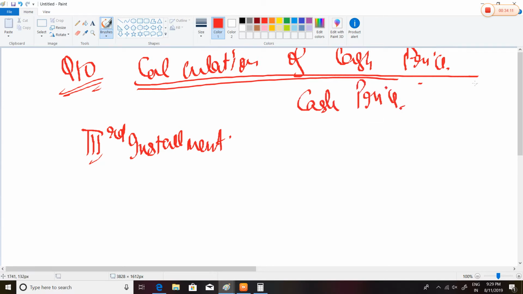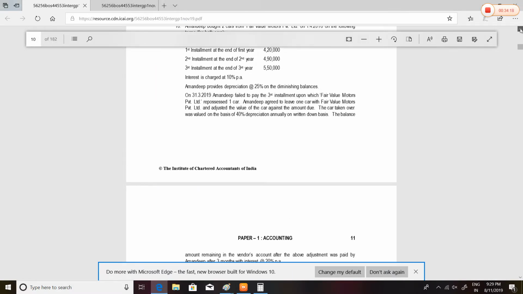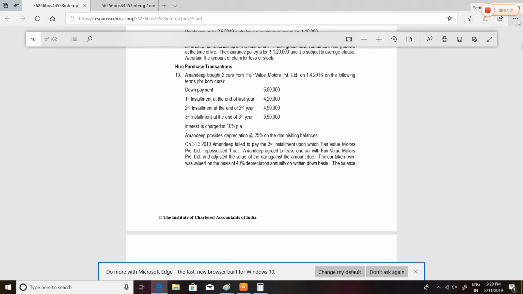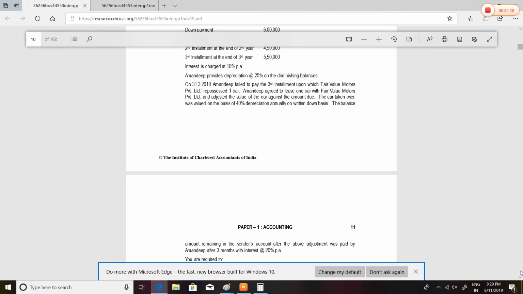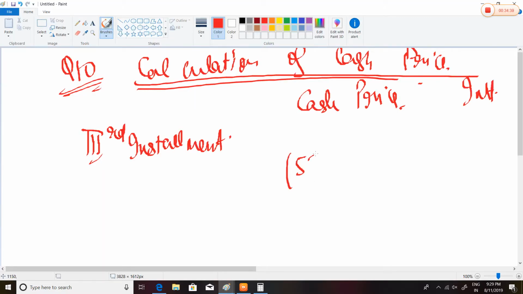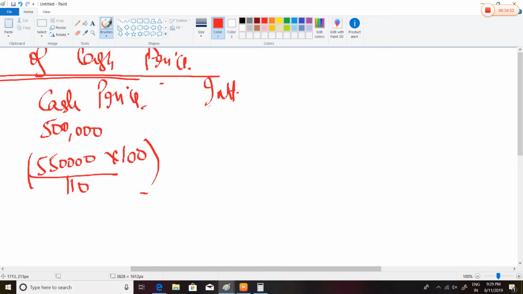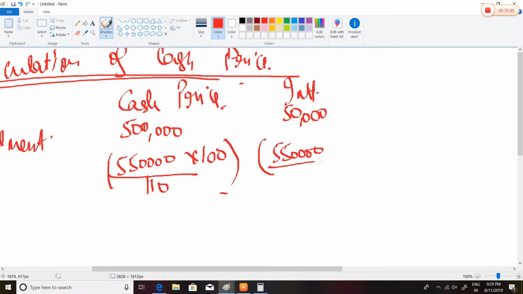Cash price and interest. So, what's the installment? Last installment: 5,50,000, and the interest rate is 10%. 5,50,000 is at 110. We have to bring it to 100. So 5 lakh is the cash price, and the remaining amount 50,000 is the interest. Or you can say 5,50,000 divided by 110 into 10.